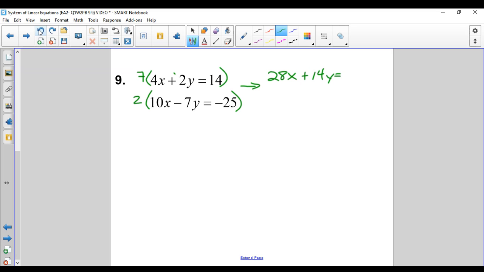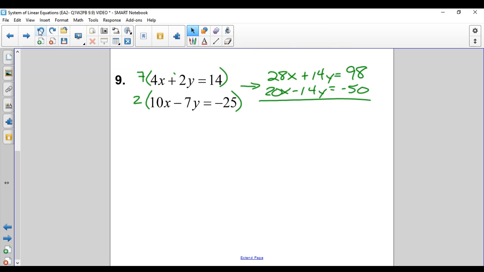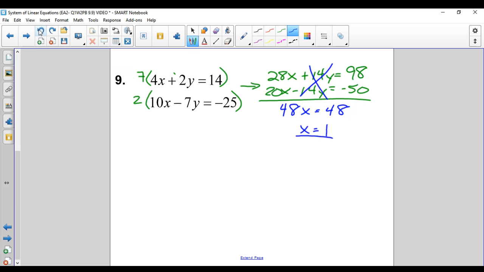14 times 7, get 98. Get 20x minus 14y equals negative 50. Y's cancel just like we planned on. 48x equals 48. Easy enough. X equals 1.